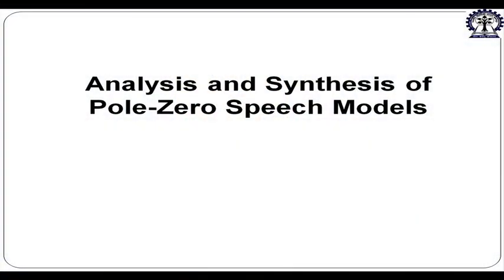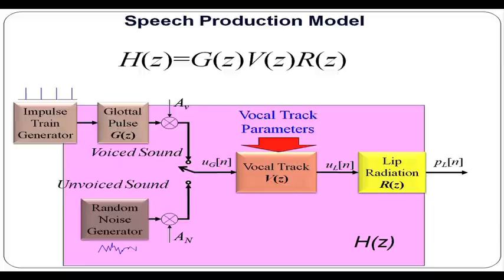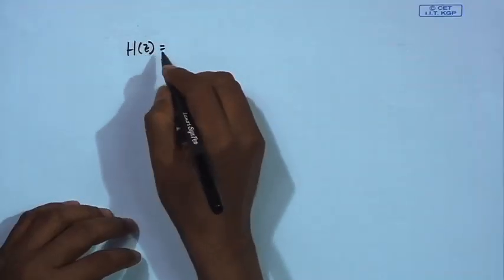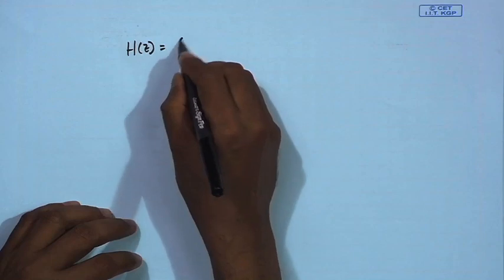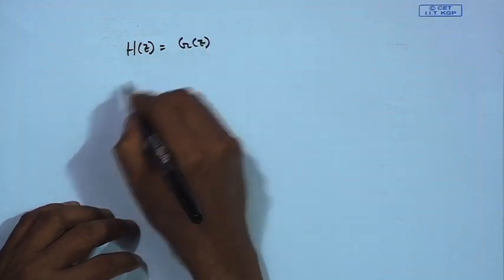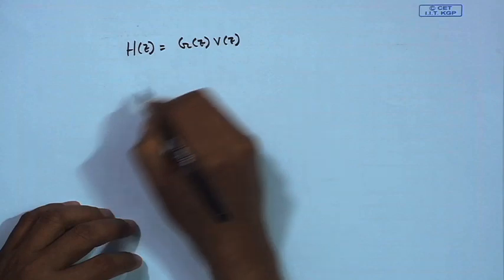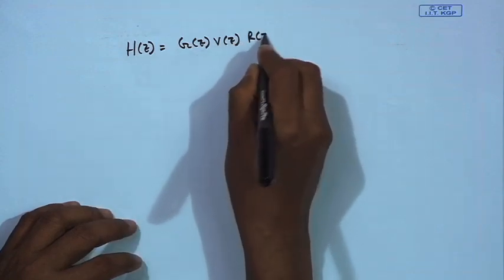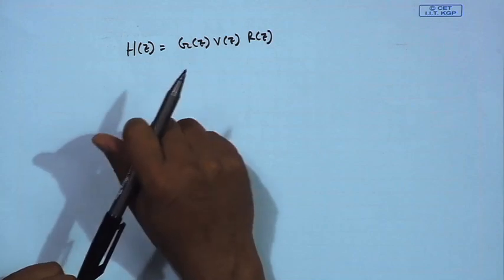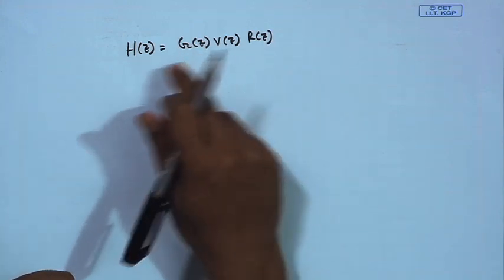Okay. So, let us start with that new chapter, which is called analysis synthesis of pole-zero model. Basically, here we are dealing with LPC analysis and LPC synthesis. Now, as per the discussion on the speech production system, H(z) is the transfer function of the speech production system, which is nothing but G(z), the glottal transfer function, multiplied by V(z), the vocal tract transfer function, and the radiation transfer function. So, these are the three transfer functions which have to be multiplied to get the overall H(z).